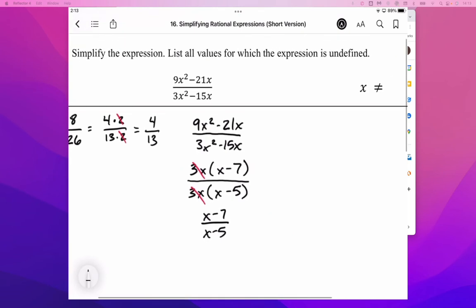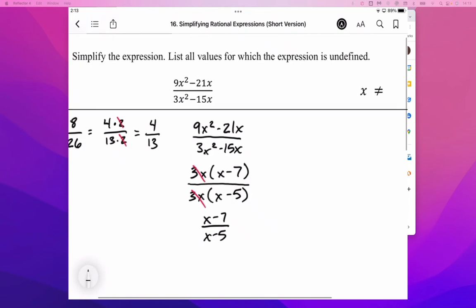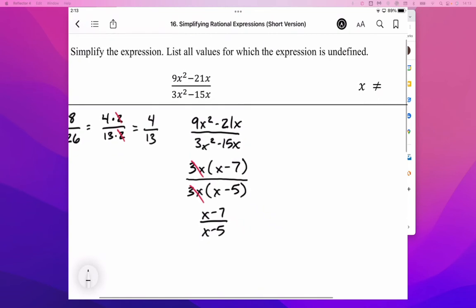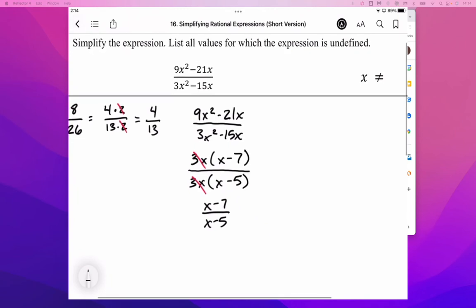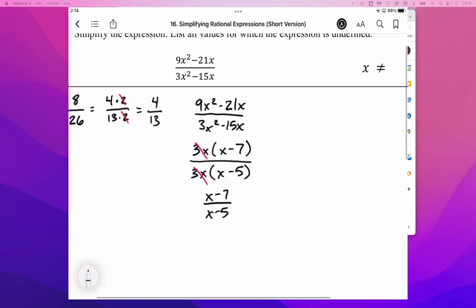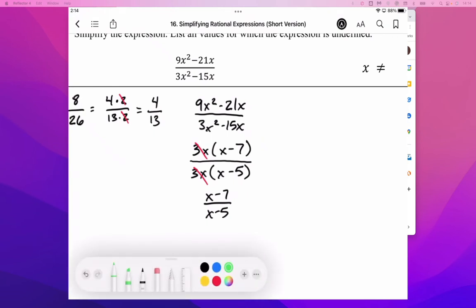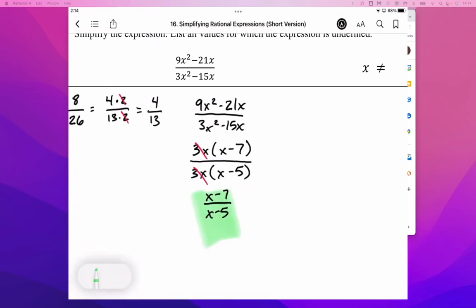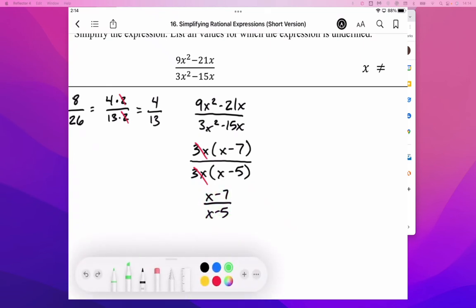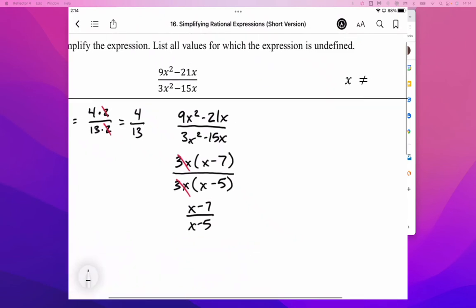Another thing that's being asked in this homework assignment, which I do not believe they're going to ask you on ALEX, is to list the values for which the expression is undefined. And what we mean by undefined is I can't have a 0 in the denominator. And so for this piece, what we need to do is look specifically at our denominator, x minus 5, and say, okay, what would make the denominator 0?